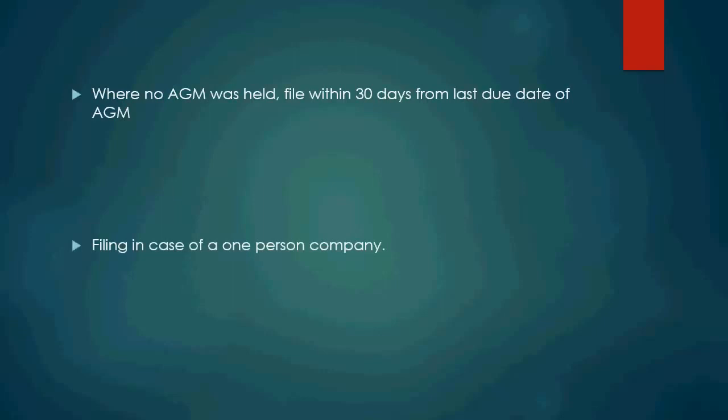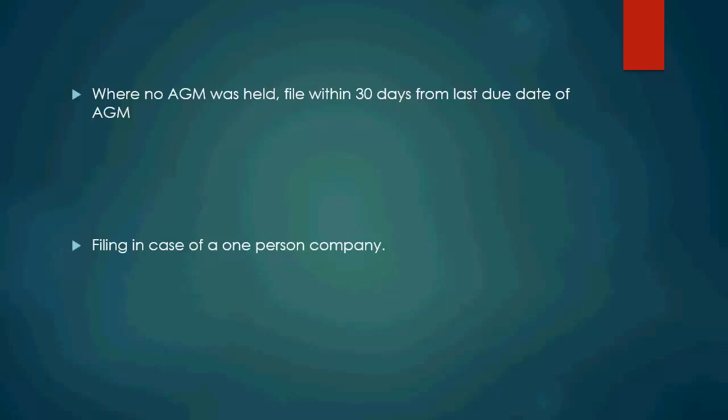Even then, if 30th September was the last due date for the company to hold the annual general meeting, from the 30th September, from the last due date, you will again calculate 30 days forward, and within that time you will have to submit the financial statements to the ROC, whether or not the AGM is held, whether or not it is adopted. It makes no difference. So 30 days from the last due date of AGM.